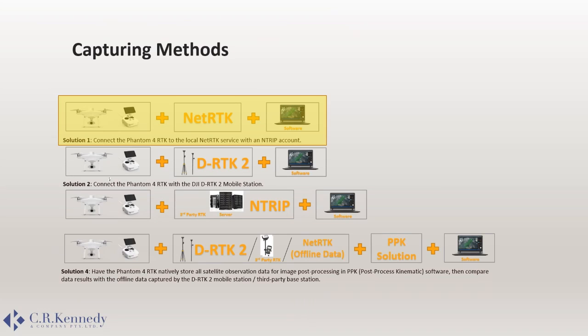So there are a couple of different ways of actually going out and collecting data with the P4RTK. You can go out with the DRTK2 base station made by DJI, or in this case, what we're going to focus on today is connecting the drone to a CORS network correction system.